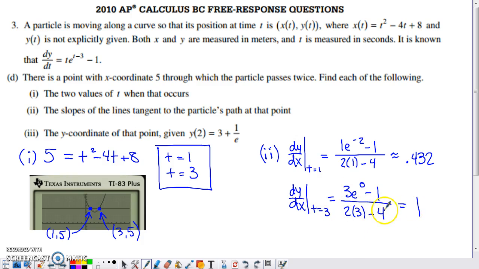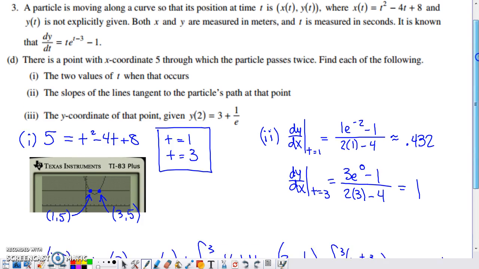But again, you can evaluate that on the calculator. So 2 different slopes as we pass through that point, so kind of a weird situation. We pass through the point twice with different slopes at the 2 different times.